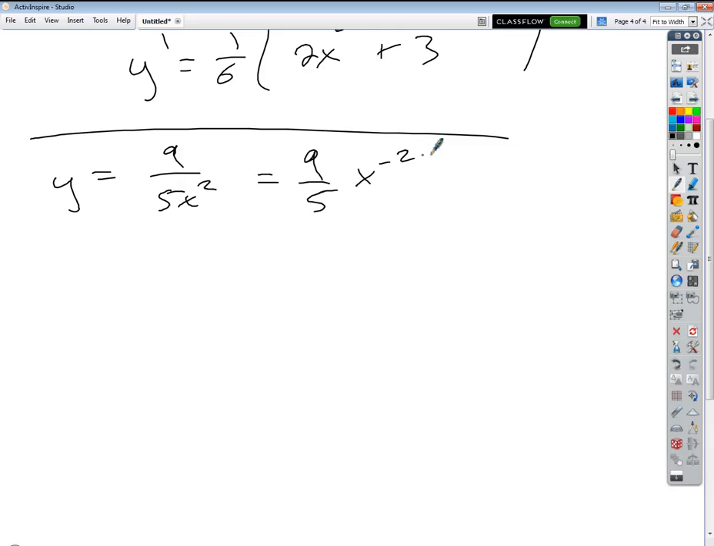Yes, you got it. Because the 9/5 is just a constant multiple, we can always just pull them out front and forget about them. Now we would just differentiate using the power rule. Bring the -2 down, subtract, it'd be -2 times that, times x to the -3. Got it.